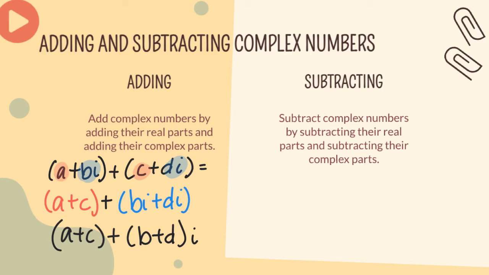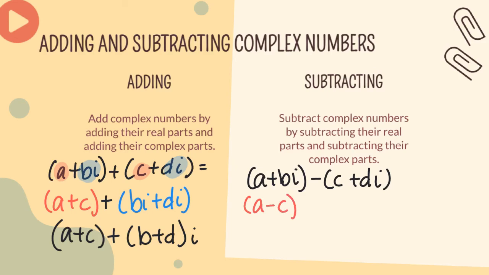The same thing works with subtraction. So we could have a plus bi minus c plus di. Separate out the real parts, a minus c, plus, then we separate out the complex parts, bi minus di, and then we simplify it, a minus c plus b minus d i.